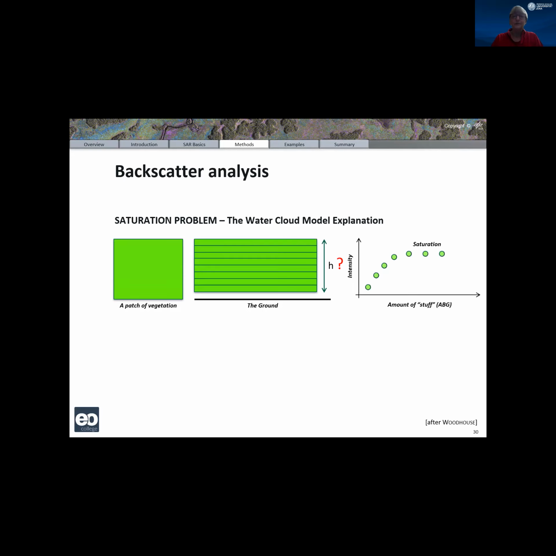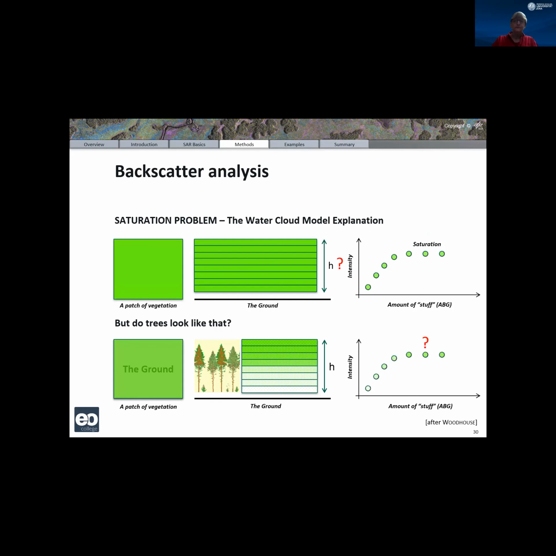Okay, the saturation problem. There's a very famous model, the water cloud model, and as you see, it refers to the vegetation model as a water cloud, just a canopy full of water molecules. The assumption is that the relation between the radar backscatter intensity and the above ground biomass is a mixture of how many water molecules, how thick that water cloud is on the ground.